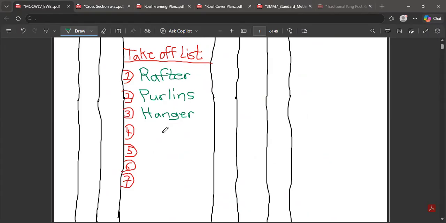Then after the hanger, we're going to be talking about the noggins. We're also going to be looking at the noggins. Exactly. Then after the noggins, what are we going to look at next? We're going to look at, let's say, the roof cover. Okay. So we look at the roof cover.